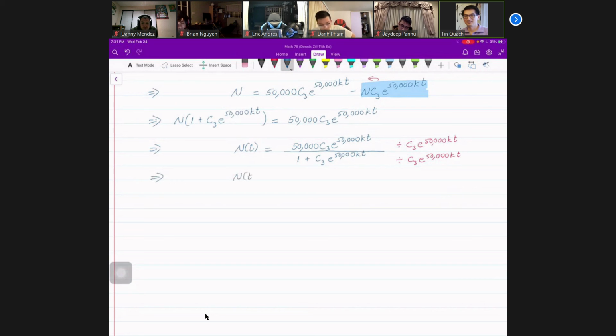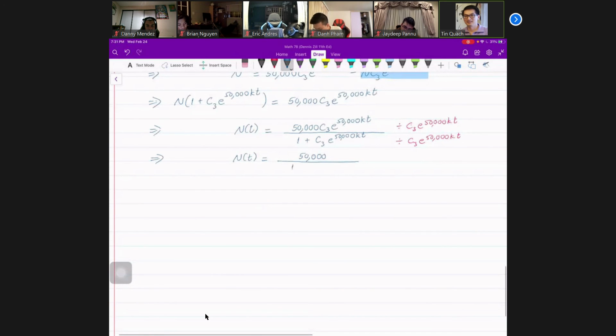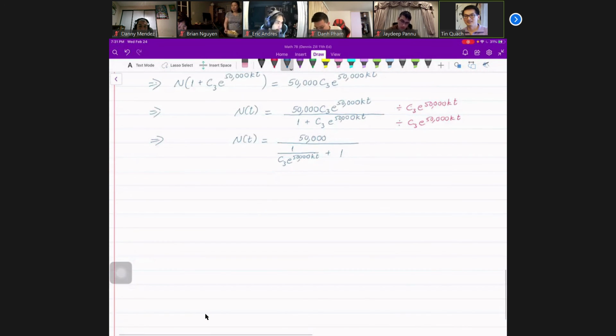So n of t is, on the top when you do that, you have 50,000 left, right? Over, and then you have 1 over c sub 3 e to the 50,000 kt plus, and then this term right here, when you divide it by that, you get 1. So far, so good? All right, we're almost there.